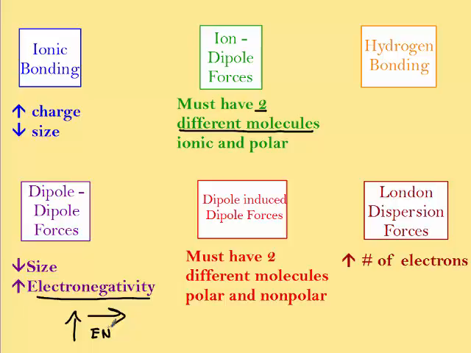For dipole-induced dipole, you must again have two different molecules. In this case, a polar and a nonpolar molecule. And under London dispersion forces, if I'm comparing two different London dispersion forces, I'm going to look to see who has the most electrons. That's going to have the stronger London force. So if I don't have two different molecules, there's no way it's ion dipole or dipole-induced dipole. Once you've written this down, then restart the video. Pause it if you're not done.